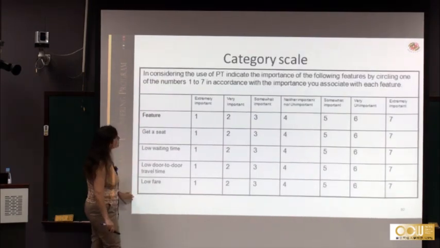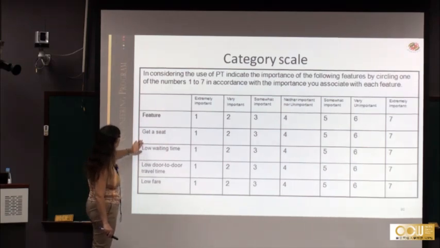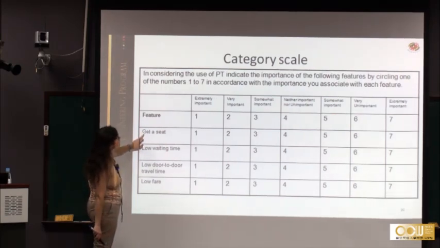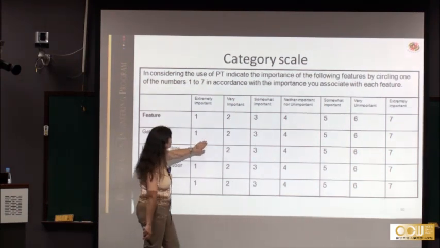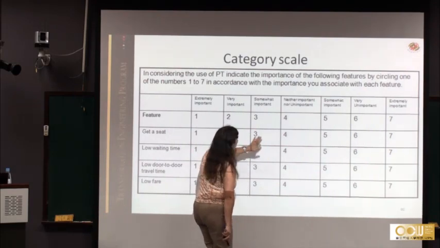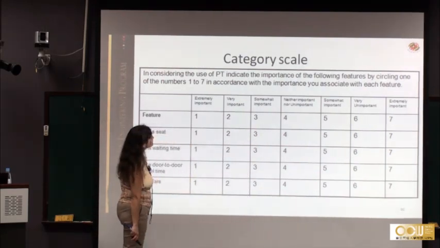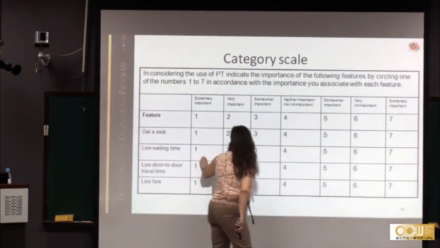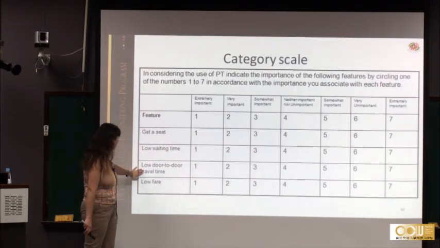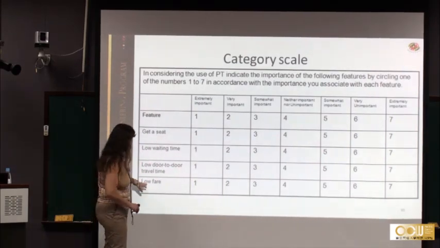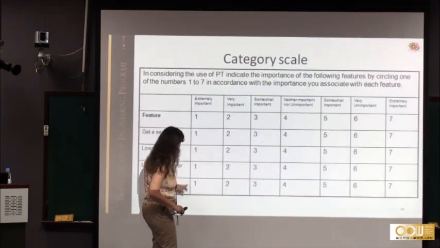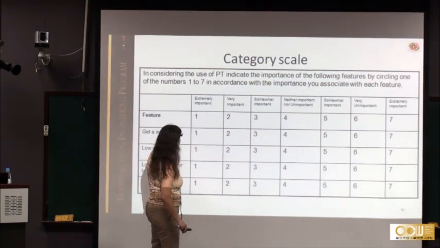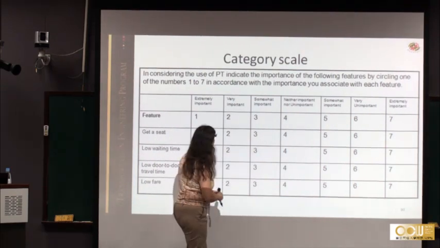A lot of questions from NHTS are in category scale, for example, get a seat, in the use of public transportation, which is very important. Get a seat is extremely important in a scale from 1 to extremely unimportant, should be here. And so you get a seat, low waiting time, low door-to-door travel time, and low fare. So if low fare is very important, I will say this. Seats is somewhat important, and so on.